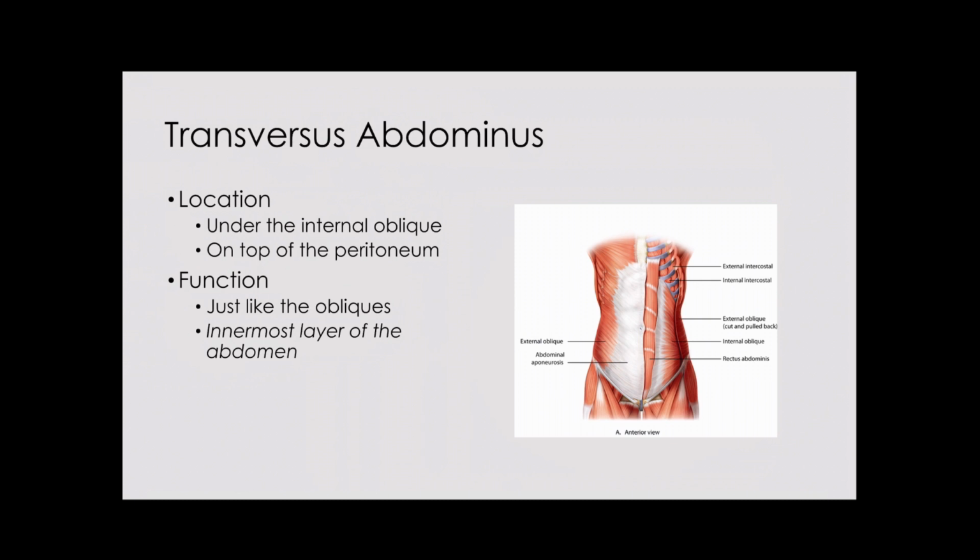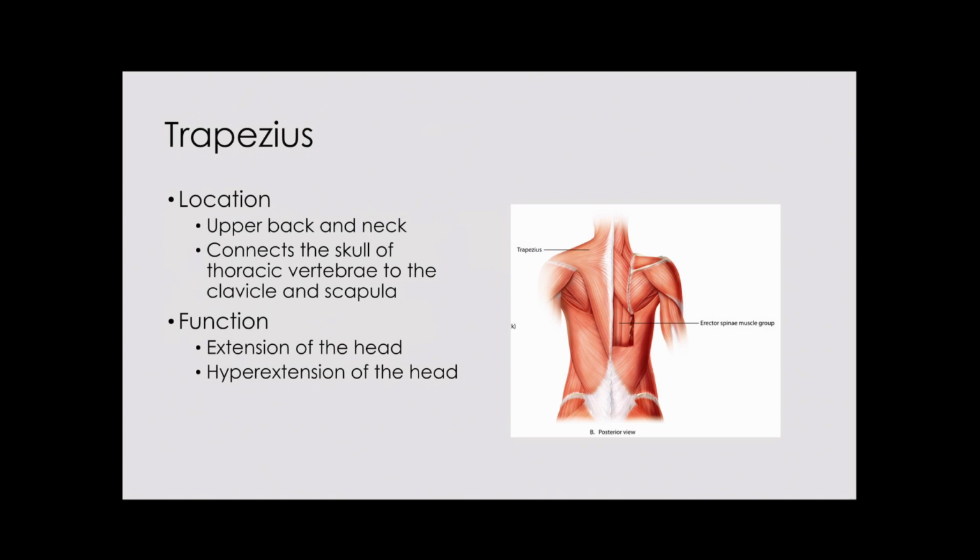This picture does not show your transversus abdominis, but it does show your rectus abdominis, your internal oblique, and your external oblique. So you can get an idea of where those muscles are and what they look like.